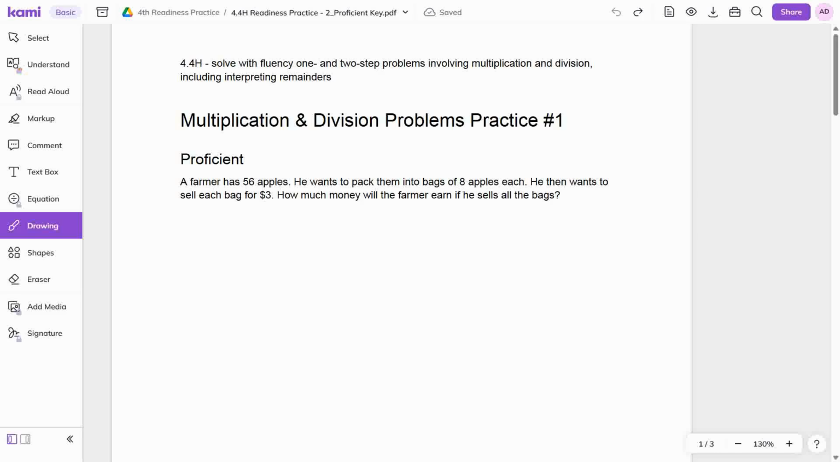Today we are looking at 4.4H, multiplication and division problems. This is the Proficient version.